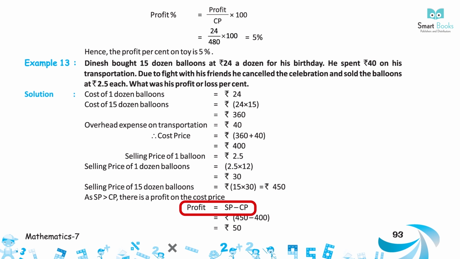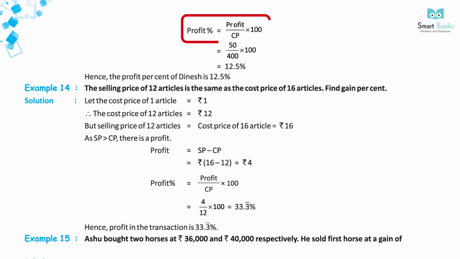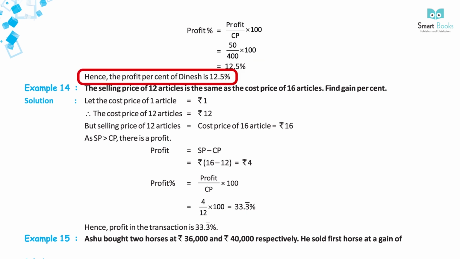Profit is equal to SP minus CP, is equal to rupees 450 minus 400, is equal to 50. Profit percent is equal to profit upon CP into 100, is equal to 50 upon 400 into 100, is equal to 12.5%. Hence, the profit percent of Dinesh is 12.5%.